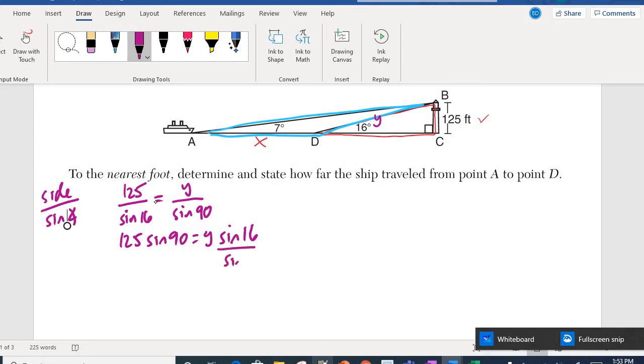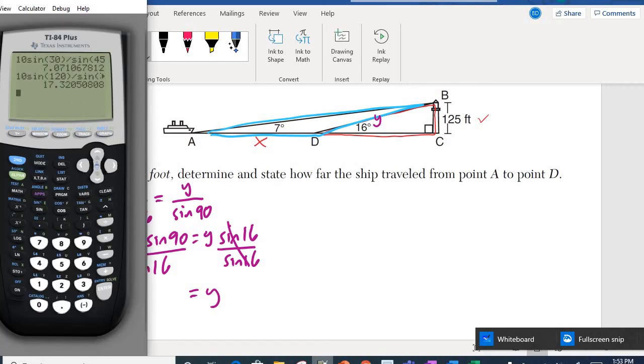We will divide by the sine of 16, and that will give us our value of Y, okay? So I'll go to my calculator. We have 125 sine 90, close parentheses, divided by the sine of 16. Okay, and that should be about 400.